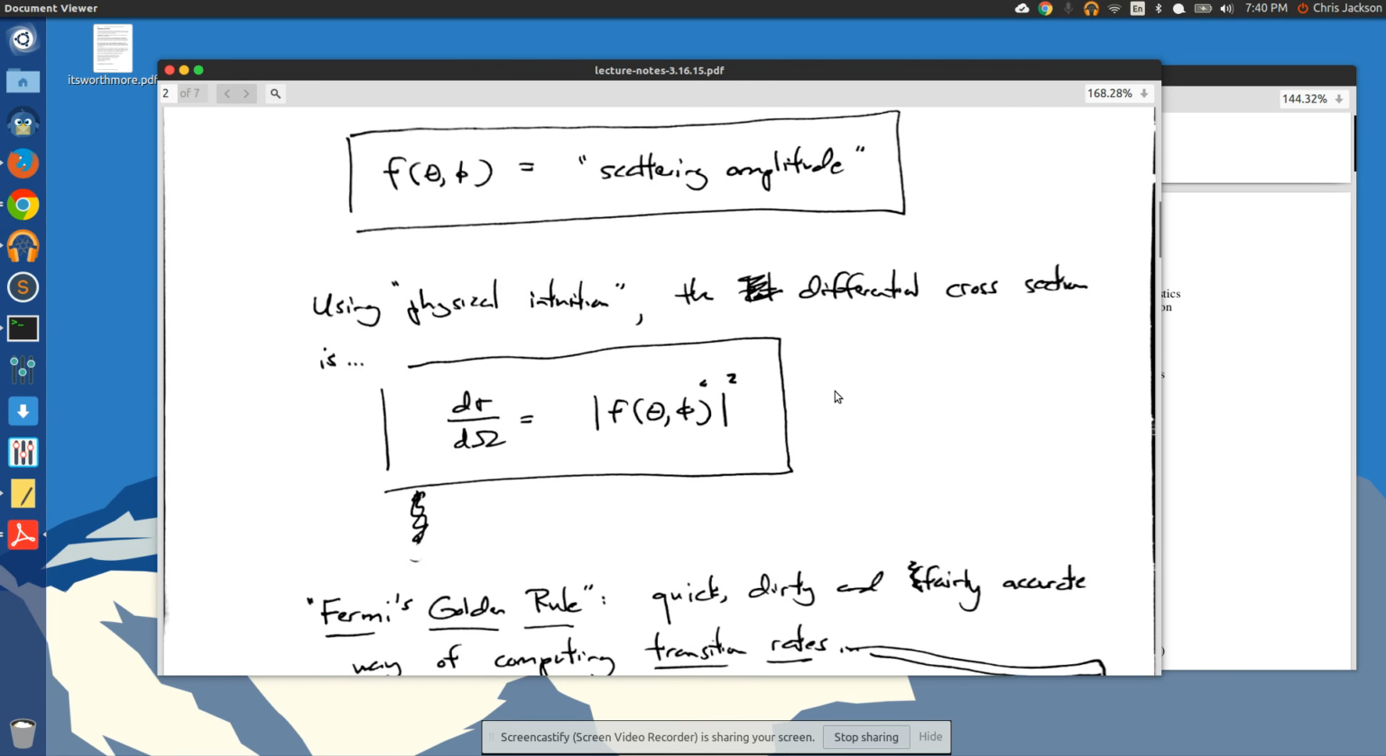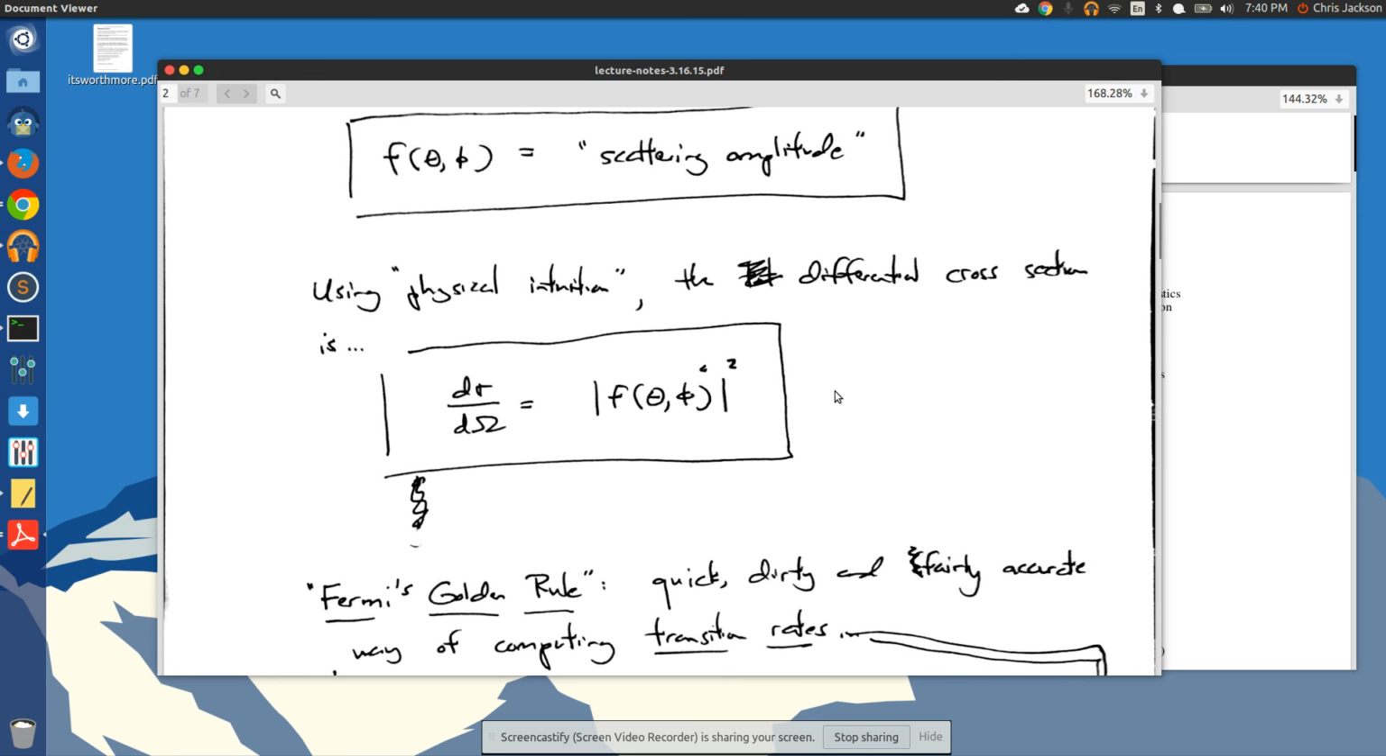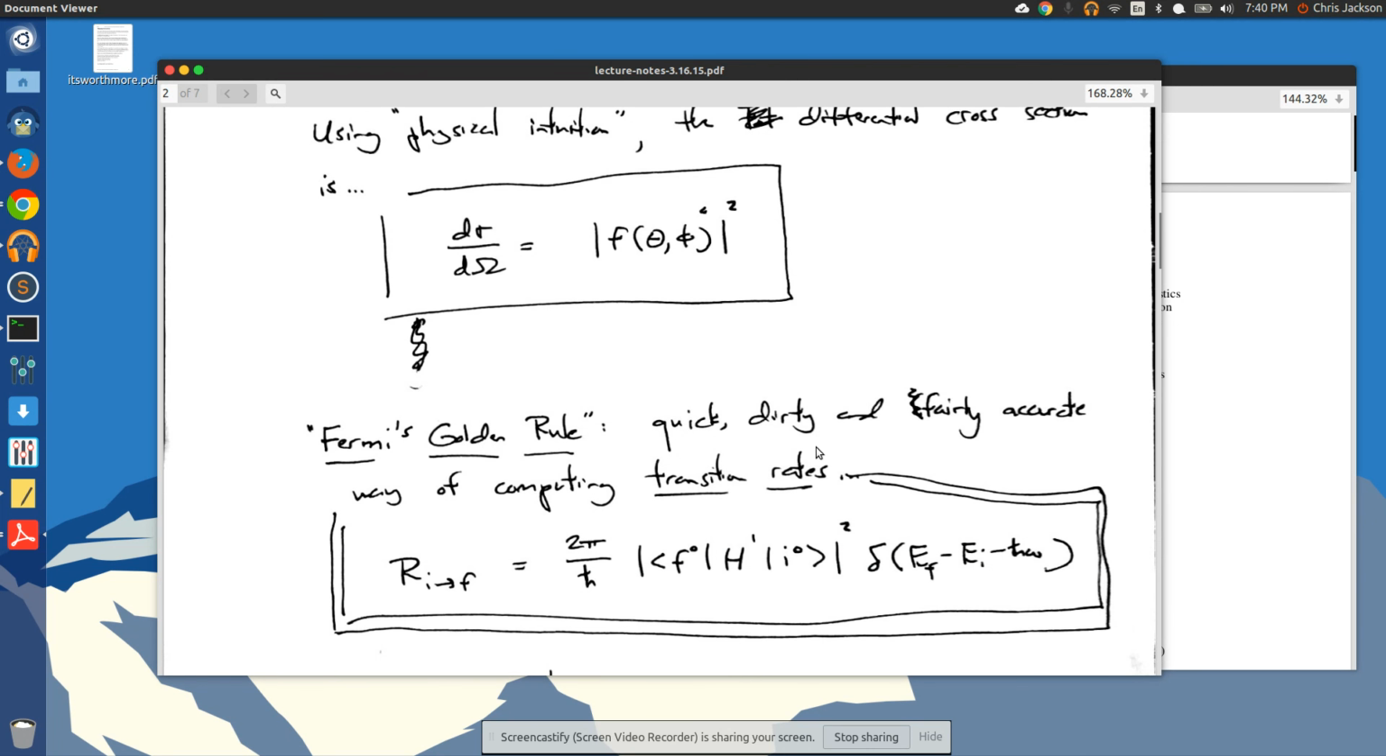And I think last time we showed that just by using basically your physical intuition, you can find the relationship between the cross section and the scattering amplitude. So the cross section is just this scattering amplitude modulus squared. Okay, so this is one of the main results from last time, and you'll see it a lot more.